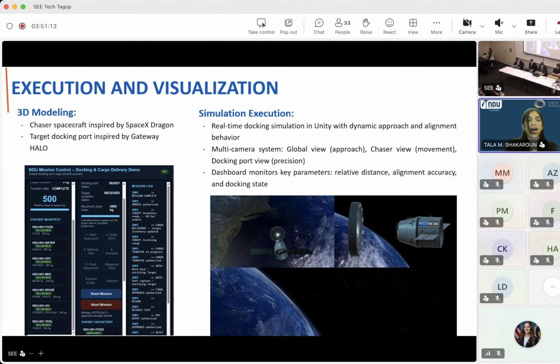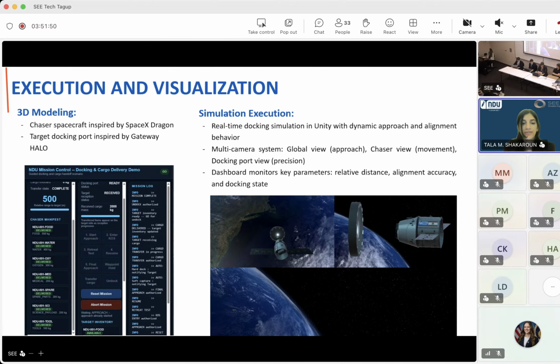Thank you. And I'm very glad to say that all three of our federates were successfully visualized. First off, the chaser and the target as 3D models inspired by SpaceX Dragon and Gateway Halo, and the command mission supervision as the dashboard where every parameter and command is being monitored. After defining the communication flow for our simulation, we visualized the docking process in Unity. The simulation shows a real-time docking scenario where the chaser approaches the target while the system monitors important parameters such as relative distance, alignment, accuracy, and docking state.